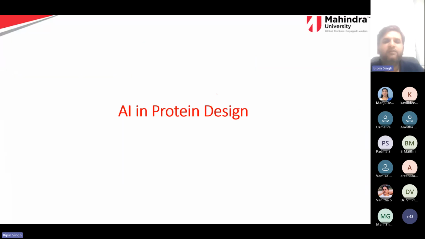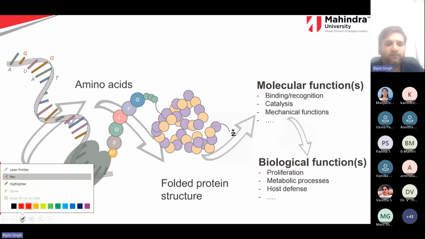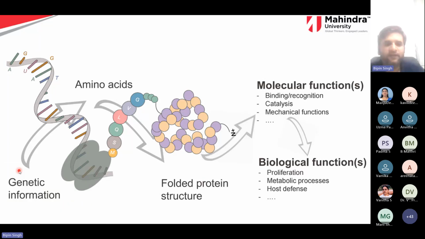So coming to the second part of my talk: AI in protein design. Right now I have focused on drugs, small molecules, and how AI can be used for discovering novel therapeutics. But another area which is very important right now is AI for protein design. And protein, you know, right? What is a protein? If you are from a biology background, then you must have come across this in some of your courses. You have DNA, then mRNA, and then a protein is produced.